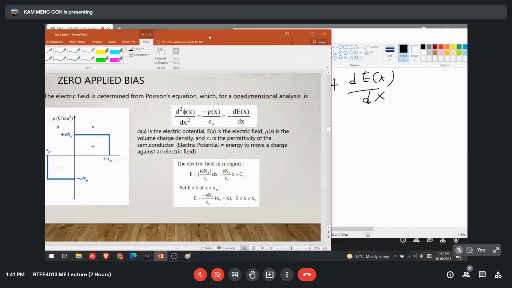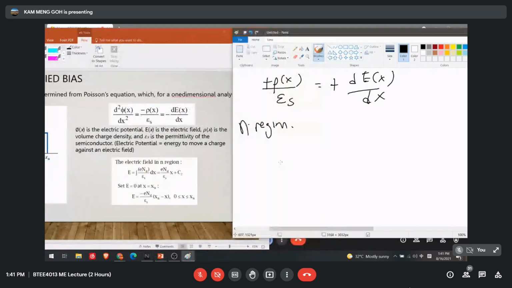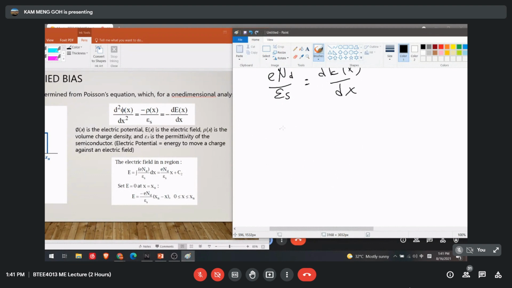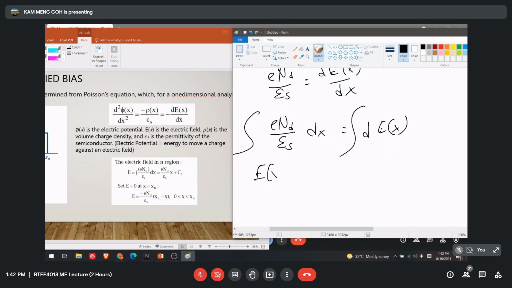In the N region, ND, dE will be equal to this one, dx, ds. And then you are going to move this dx over dx and try to do the integration. But this one is to do the integration corresponding to the s. Since you don't have an x here, you just need to add an s.